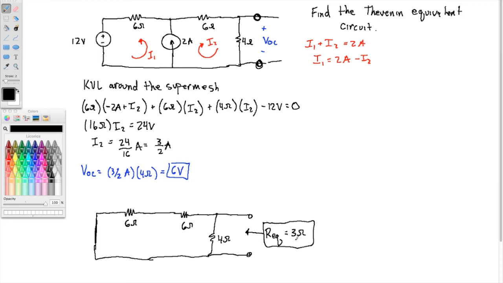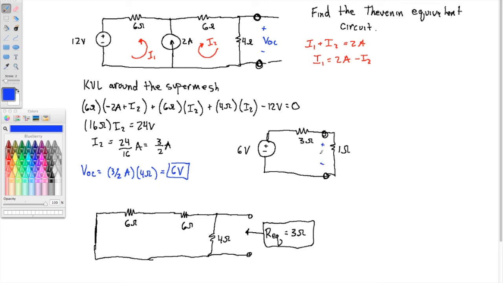Okay, so we have both things that we need, the Thevenin voltage and the Thevenin resistance. So the equivalent circuit looks like this: 6 volts in series with 3 ohms. And now, if I want to connect that 1 ohm resistor to the output, I can analyze this circuit. Okay, so let me do that.